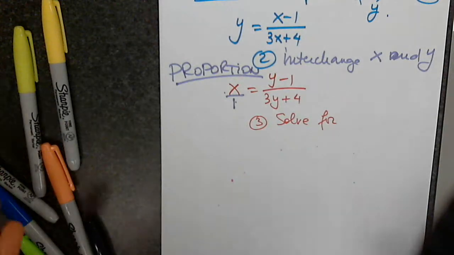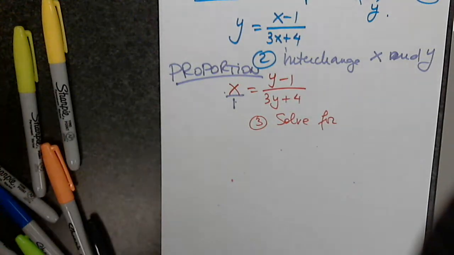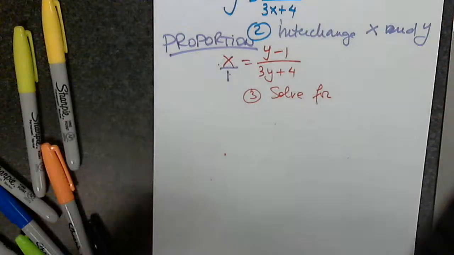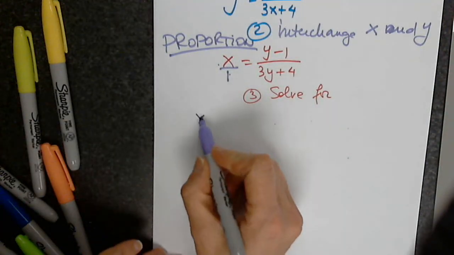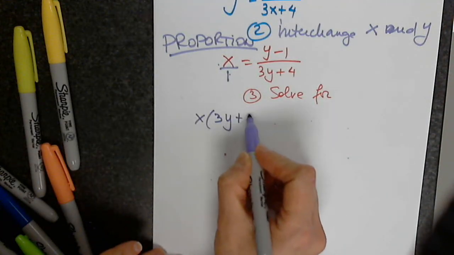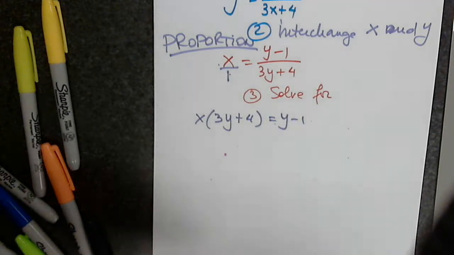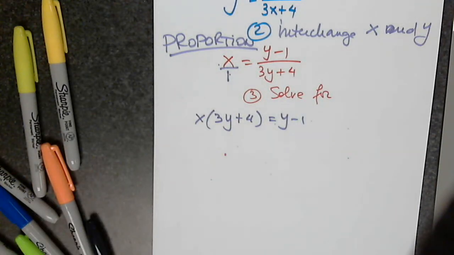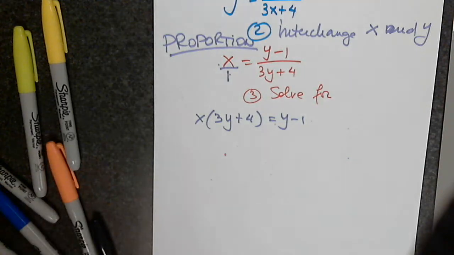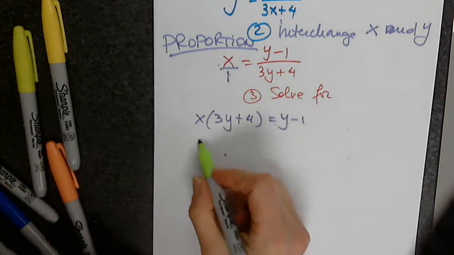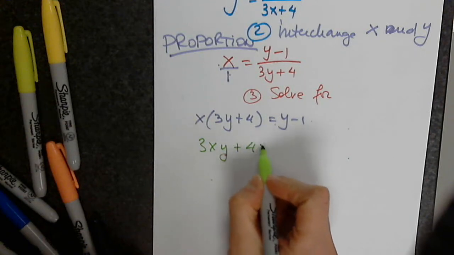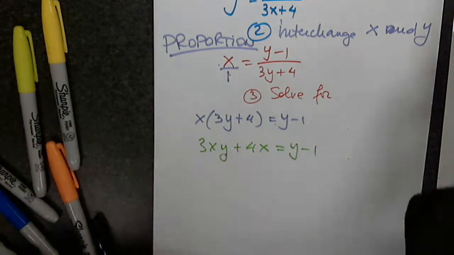You can say, I don't really need that, I can multiply both sides by 3y plus 4. That's fine too. I accept that. Good. So then the left-hand side is x times (3y plus 4). The right-hand side is y minus 1. Again, what am I solving for? Perfect. What should I do on the left-hand side? Awesome. 3xy plus 4x equals y minus 1.